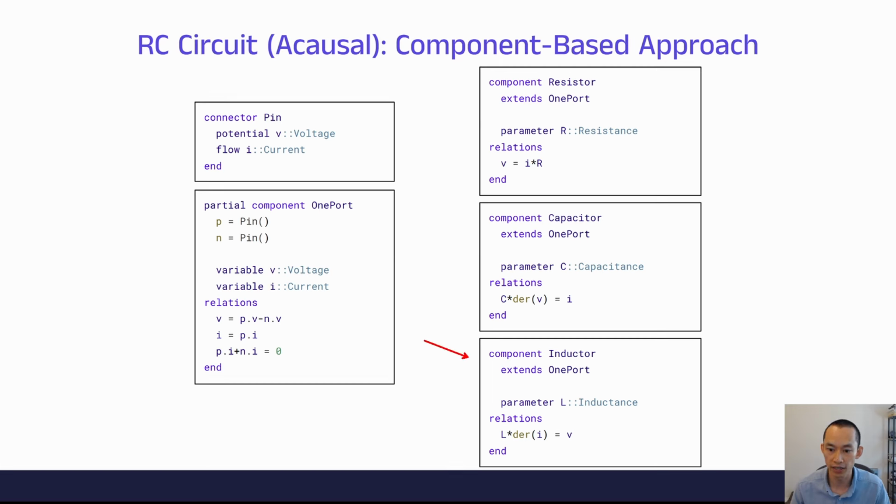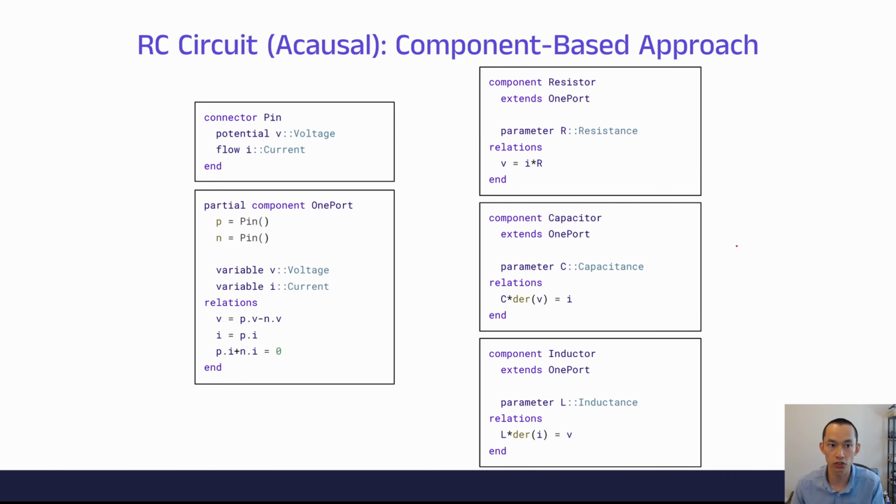And this is pretty simple. It's the exact same thing, right? This is also just going to extend one port. It has its own parameter for inductance and its own voltage-current relationship specific to the inductor. Okay, so there we have it. So we have this resistor, capacitor, and inductor that we can use.